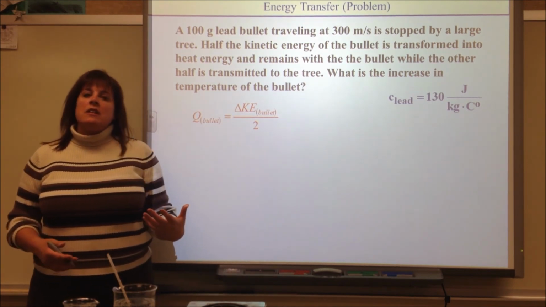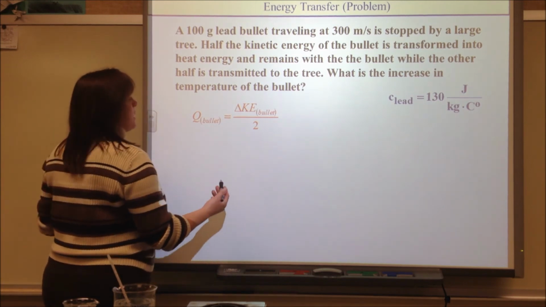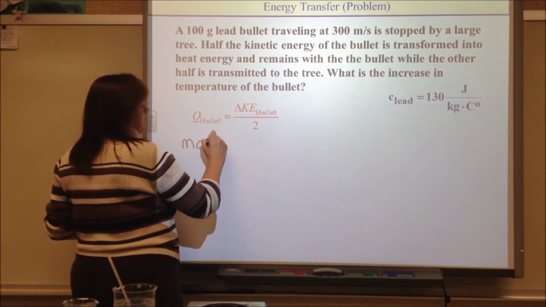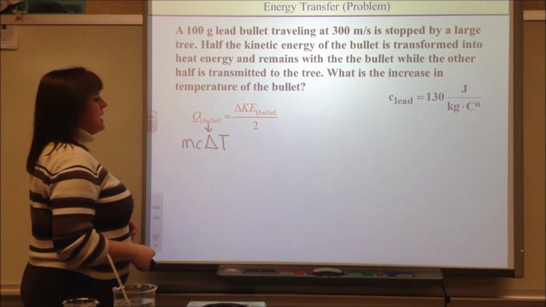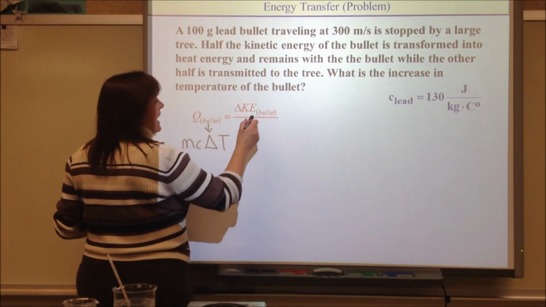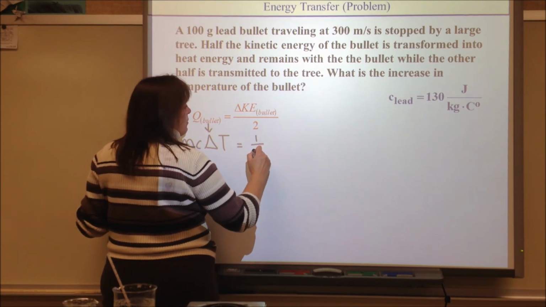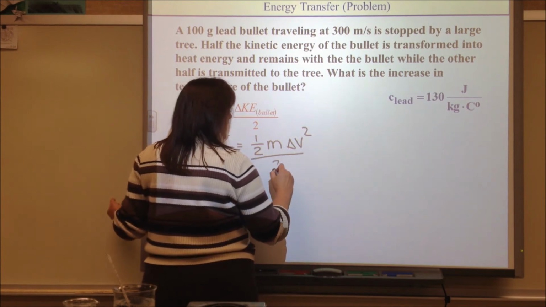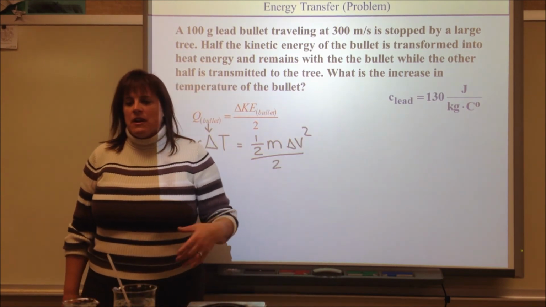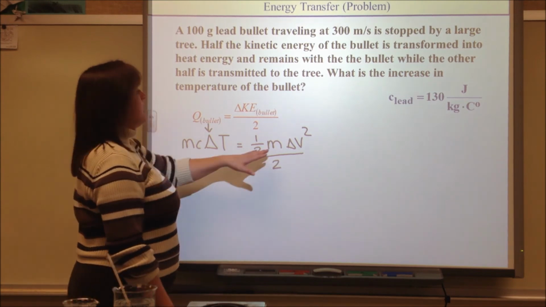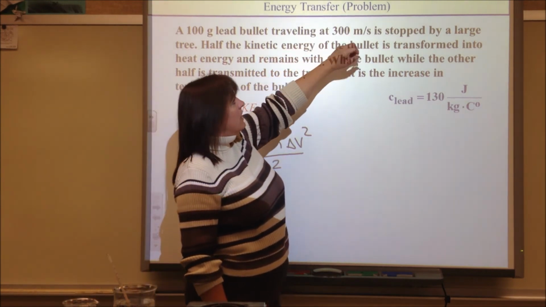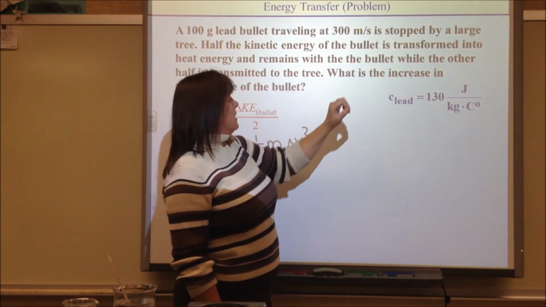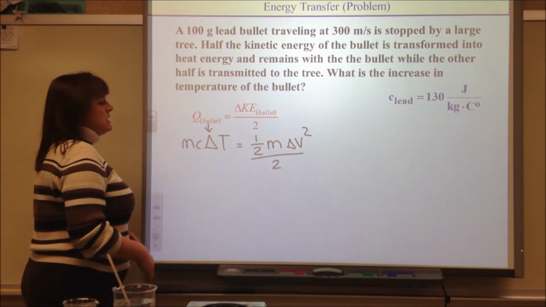Now, the equation for kinetic energy is 1/2 mv squared. Our equation for heat, right, is mc delta T. So for Q, I'm going to plug in mc delta T, and for kinetic energy, the kinetic energy would be 1/2 m delta v squared divided by 2. Now, the change in speed, final minus initial, we are going to have a final kinetic energy of 0, right, it stops. So our only kinetic energy here that we're worried about is the initial kinetic energy.